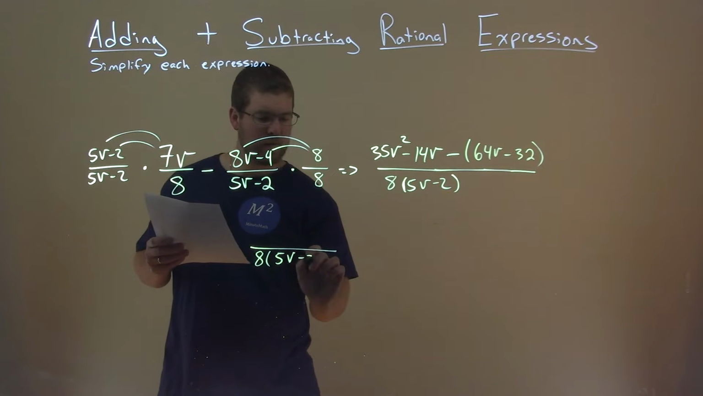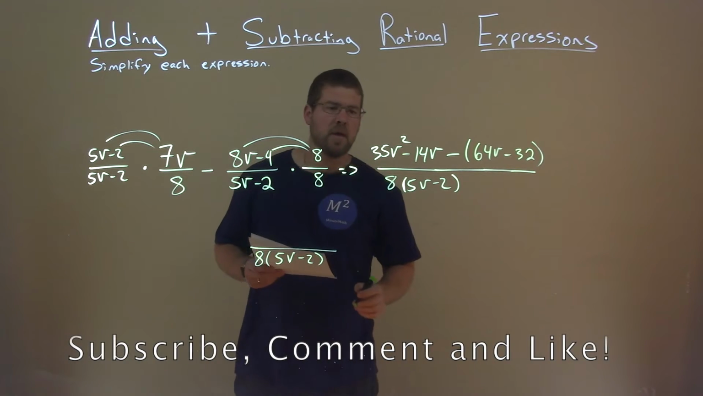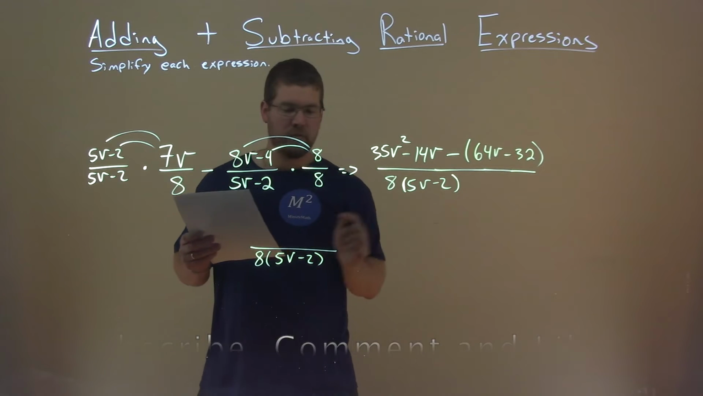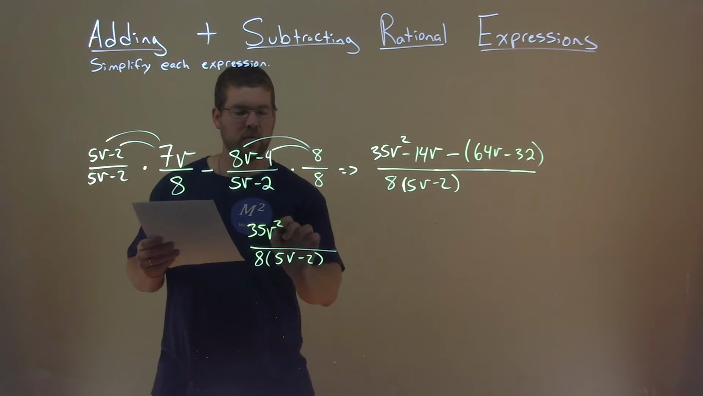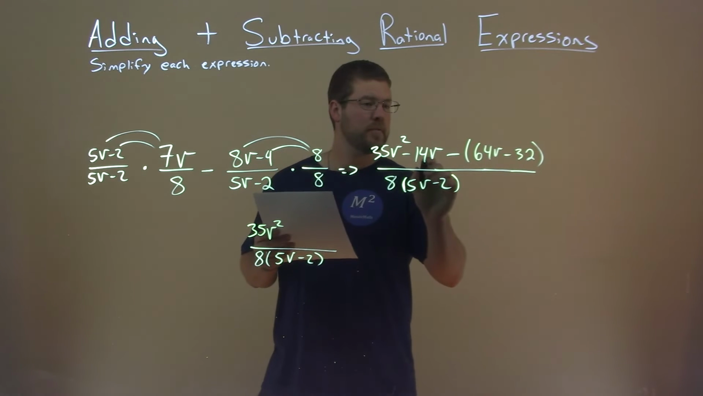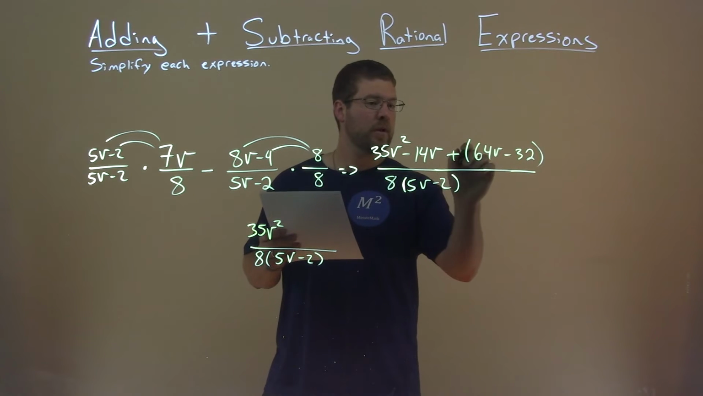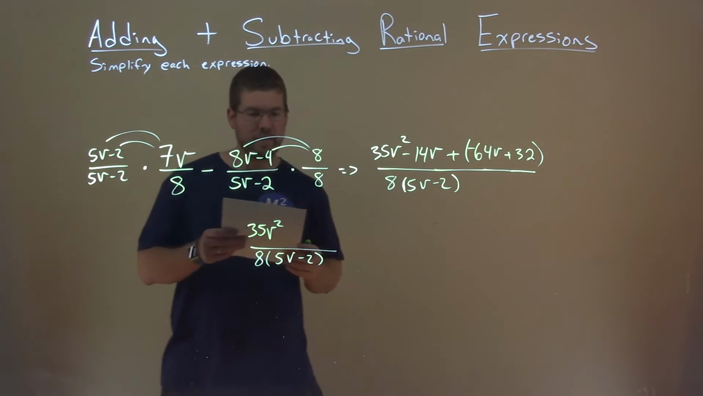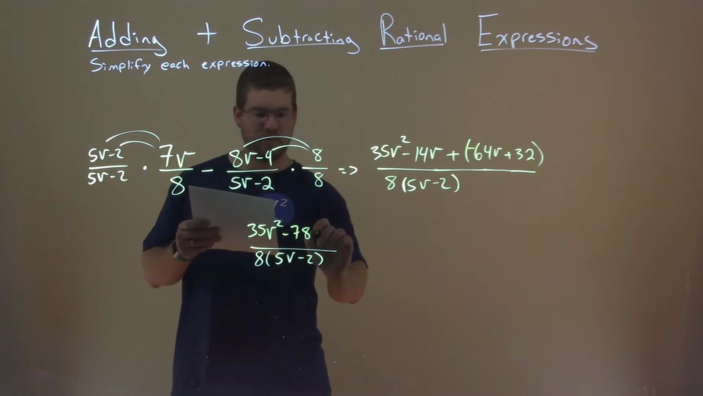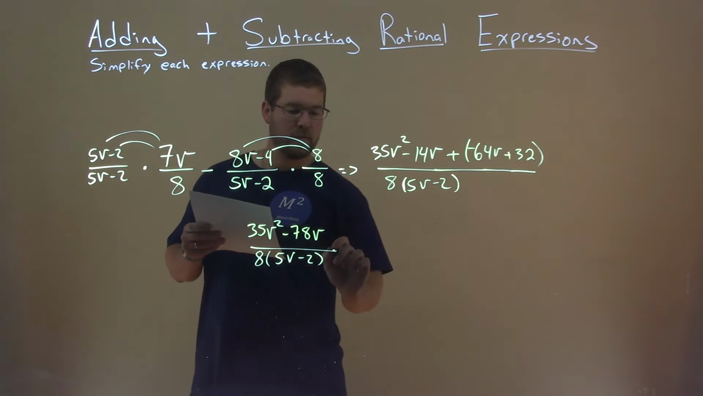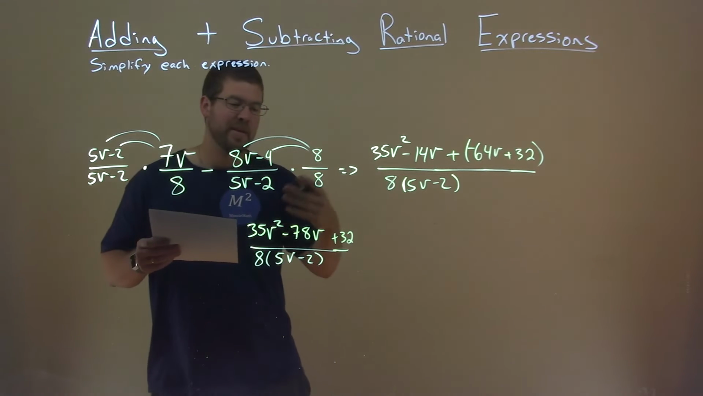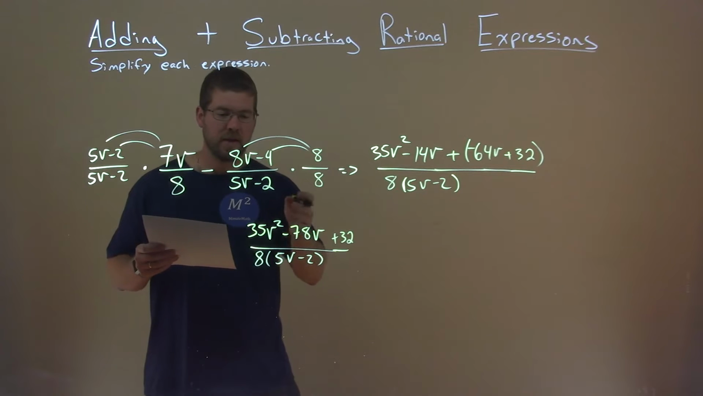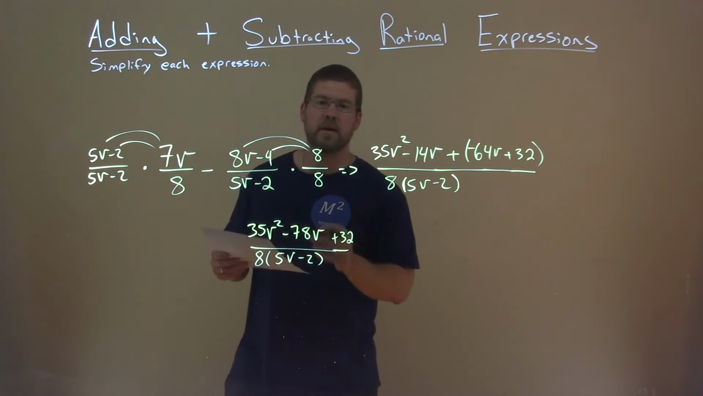So I'm going to rewrite my denominator here. In the numerator, let's see if we can combine our like terms. Well, 35v squared has nothing else with v squared, so I'll leave it here, 35v squared. But I have a minus 14v, and then we're distributing this minus sign, so plus and negative, make that a positive. Negative 14v minus 64v is a minus 78v. We're left with just a positive 32. And there's our answer: 35v squared minus 78v plus 32 divided by 8 times 5v minus 2.